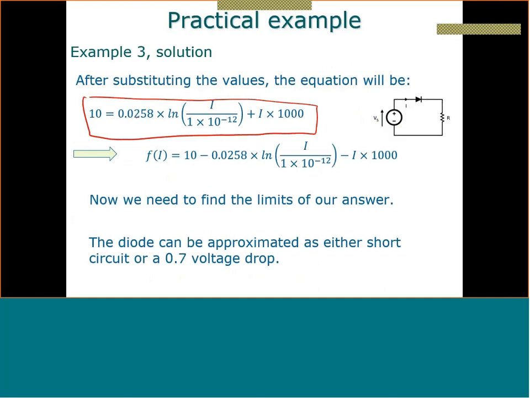So my function now, f of I, is a function of I. Now I want to put this in the form of f of I equal to 0. So I will move this to this side, and I'll have 10 minus the rest. This is my function that I want to find the roots of.